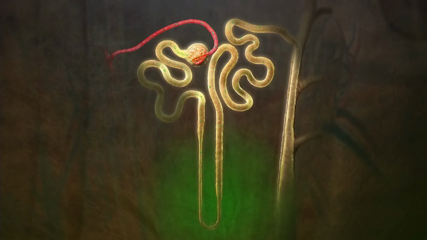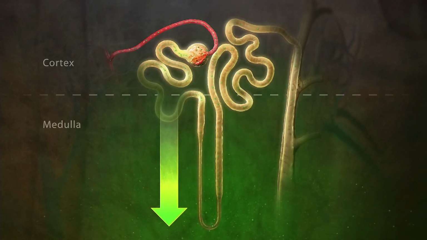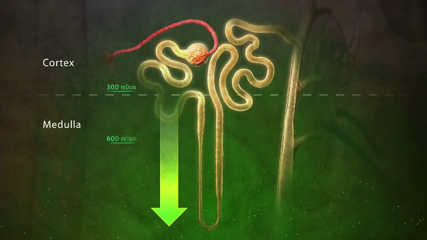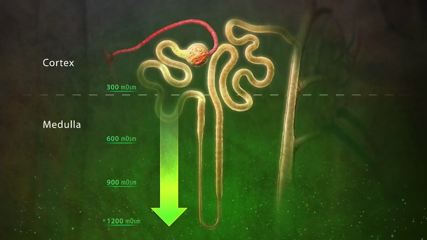As a result, a vertical osmotic gradient is established in the interstitial fluid due to the high concentration of ions deep in the medulla, and gradually decreases toward the cortex to levels consistent with fluids in the rest of the body.